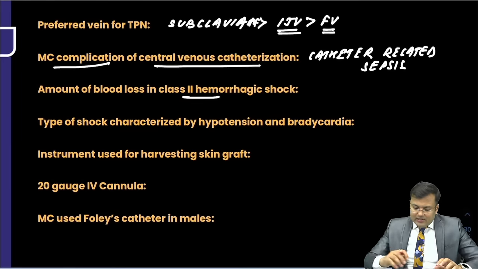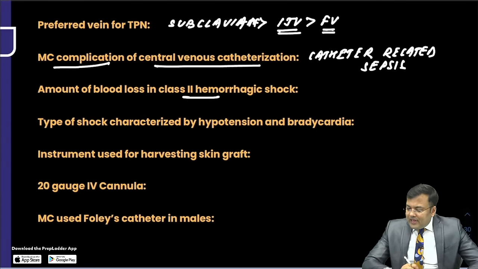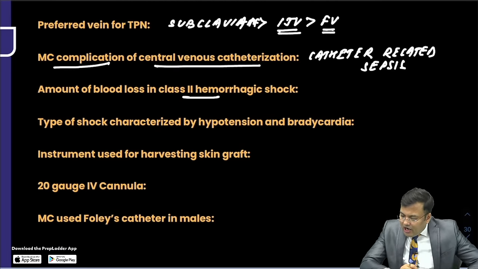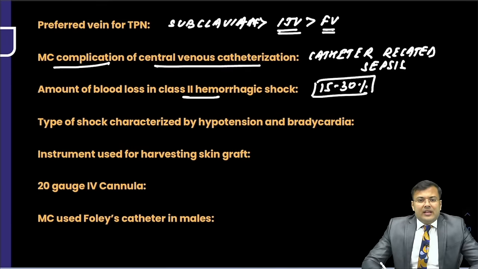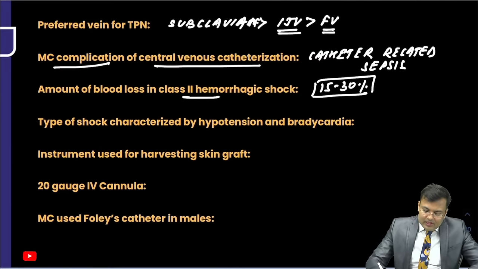How much is the amount of blood loss in class 2 hemorrhagic shock? How much is the blood loss in class 2? All of you are correct. It is 15 to 30%. In class 1, up to 15%, class 3 30 to 40, and class 4 more than 40%. So class 2 15 to 30%.